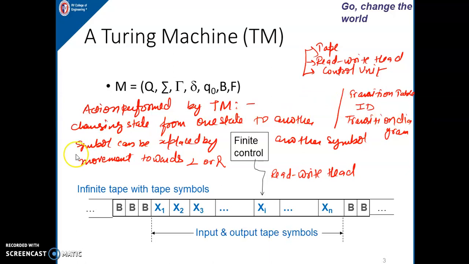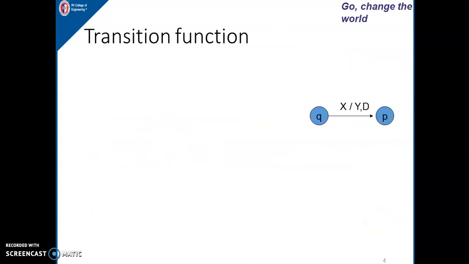So you can see here infinite tape with tape symbols. This x1, x2, x3, xi, xn, these are input and output tape symbols, and the tape will be infinite from both the end. So this 3 dot is used to represent the infinite tape. Now what is transition function?